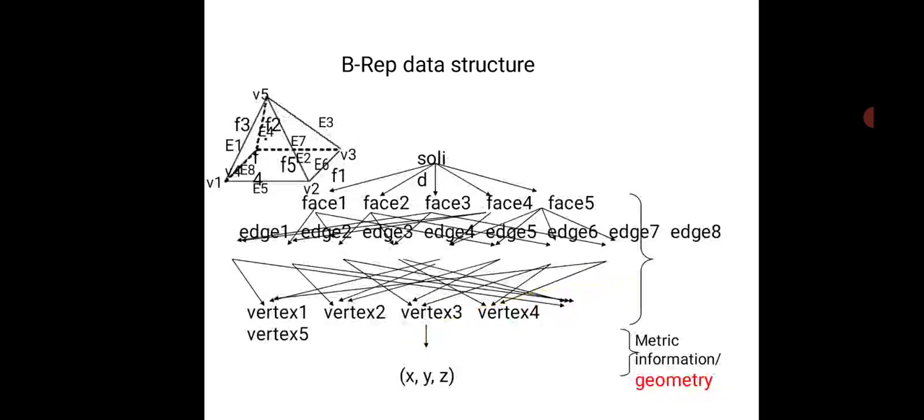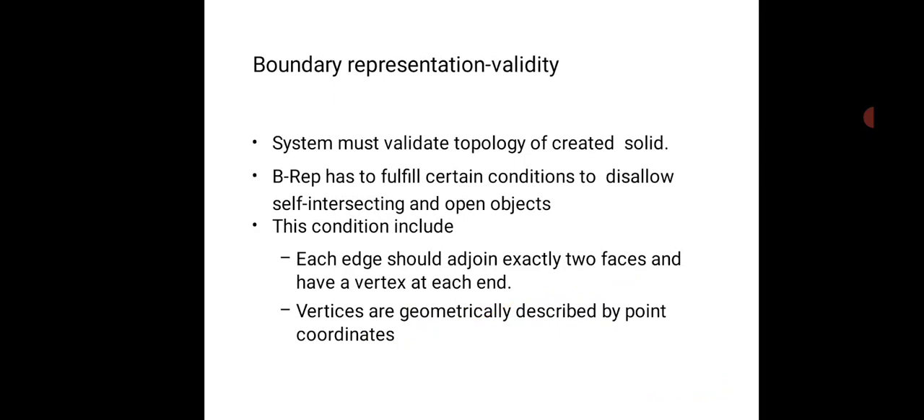In this figure, the solid triangular section has 5 faces, 8 edges and 5 vertices. A boundary representation system must validate the topology of the created solid. BREP has to fulfill certain conditions to disallow self-intersecting and open objects. These conditions include each edge should be adjacent to exactly two faces and have a vertex at each end. Vertices are geometrically described by point coordinates.